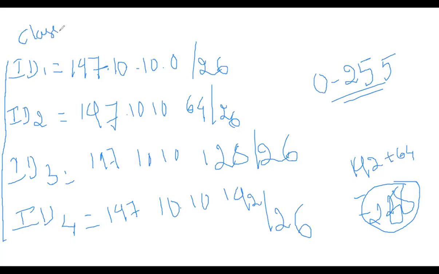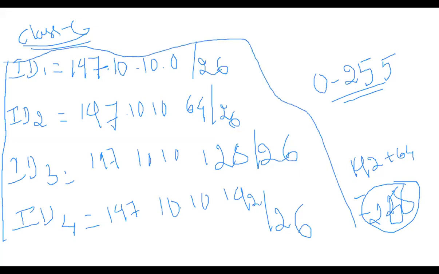So for class C, we are getting a total of only 4 network IDs, that is, 4 subnet IDs. Got it? How many IDs do we require? We require a total of 5. So we are not getting the total 5 IDs.